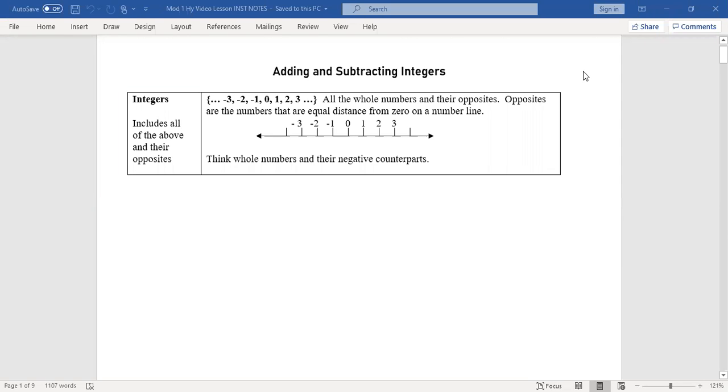Hello students, this video lesson is about adding and subtracting integers. Integers are a category of the real number system. Integers are made up of the whole numbers and their opposites. Whole numbers are 0, 1, 2, 3, 4, and so forth, and their opposites are the negative counterparts. The positive numbers go in the right direction on a number line, and the negative numbers go to the left on a number line.